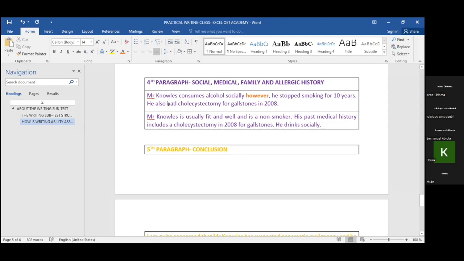So here too, I can say Mr. Knowles consumes alcohol socially. Although, I can also use although. Most times when you use a connector, a comma should follow it. So: however, although he stopped smoking for 10 years. And I said he also. So now look at this also.